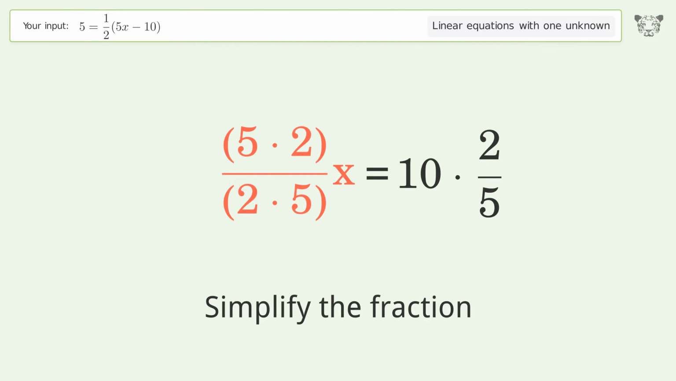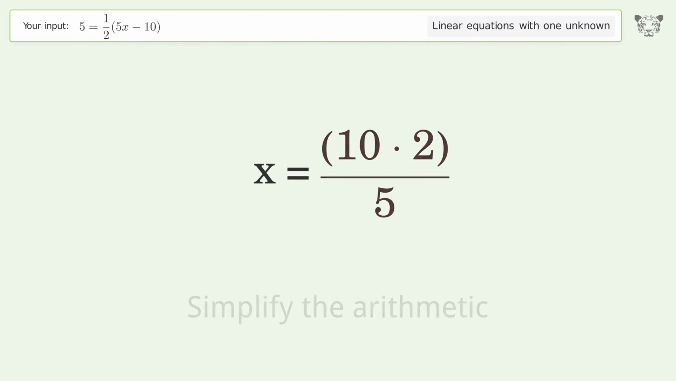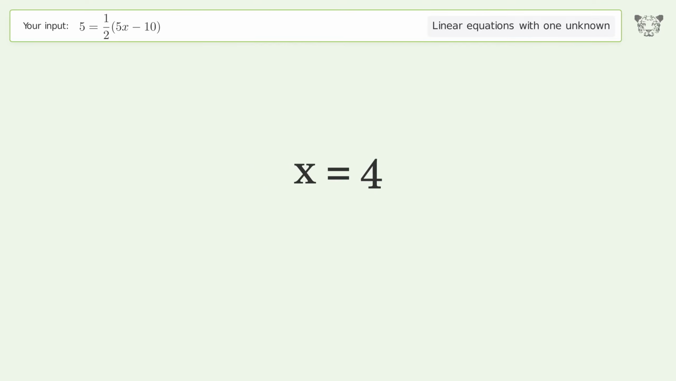Simplify the fraction. Multiply the fractions. Simplify the arithmetic. And so the final result is x equals 4.